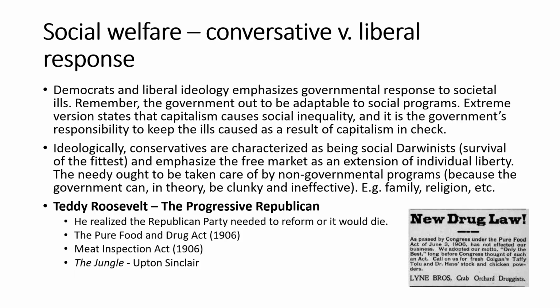So conservatives and liberals have different ways of viewing how social welfare ought to be conducted and carried out. Democrats are on the liberal side of the ideological spectrum, and they emphasize the government's response to societal ills. That means they think the government needs to be adaptable enough to be able to address social issues that are taking place and to solve them. So this extreme version states capitalism causes social inequality and poverty, and it's the government's responsibility to keep those problems contained and to act as a check to capitalism.